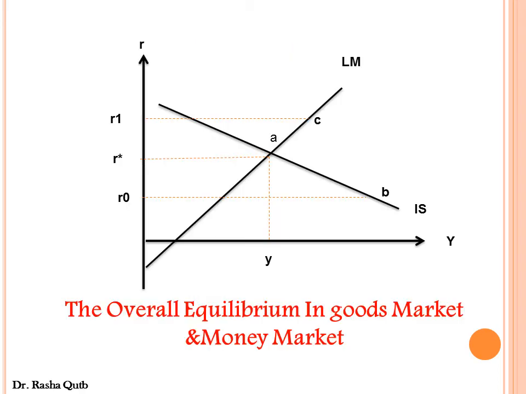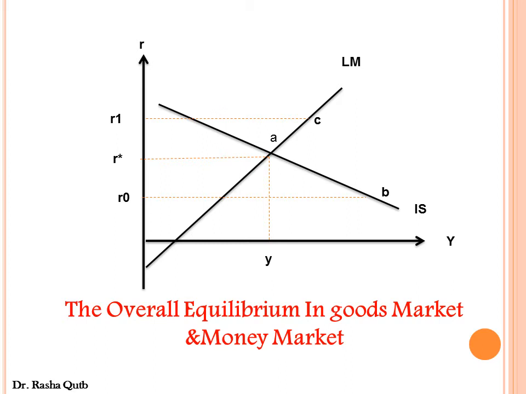Move now to the overall equilibrium in the whole economy, or we call it internal equilibrium in the economy. When does simultaneous equilibrium in goods market and the money market happen? Graphically, when LM and IS curves intersect at point A. So at point A, the money market and the goods market are at equilibrium. Take a point like point B. This point corresponds to an interest rate lower than the equilibrium interest rate. R star is the level of interest rate at which money market and goods market are at equilibrium.